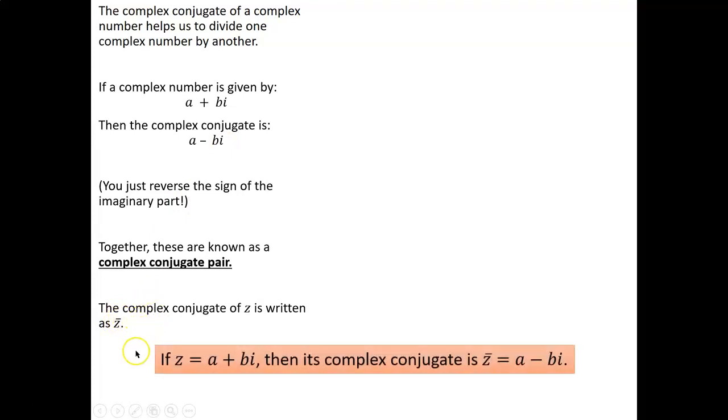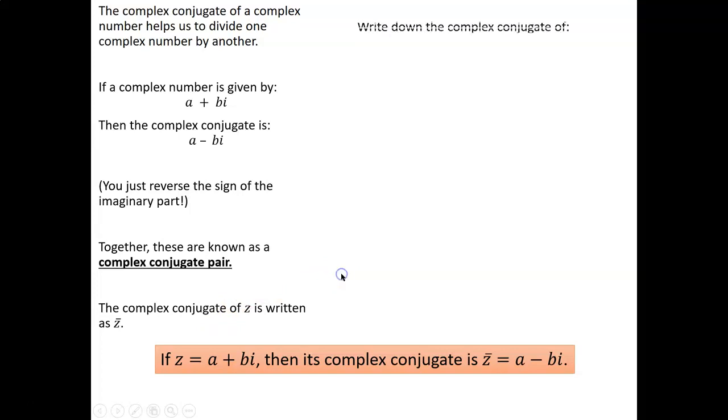Now, the complex conjugate of a complex number helps us to divide one complex number by another. If a complex number is a plus bi, then its complex conjugate is a minus bi. All we do is change the sign of the imaginary part. Together, these are known as a complex conjugate pair. And we denote the complex conjugate of z by z bar. The bar is a line above the z. Please pause the video while you write down this orange box.